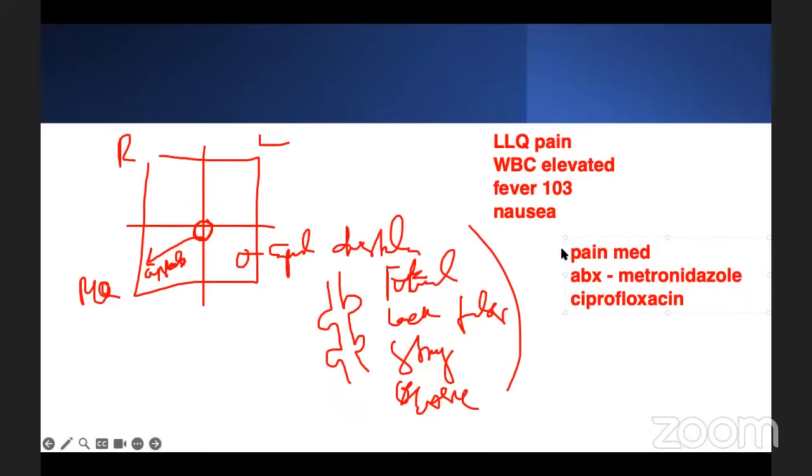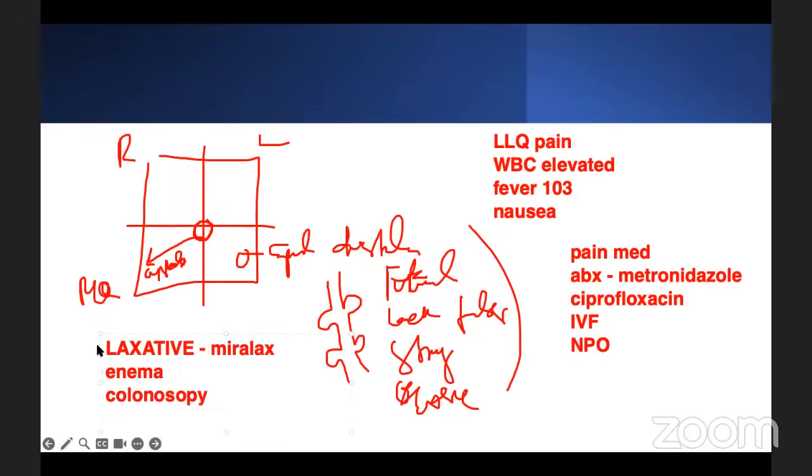And this is the trap, okay? Of course, they need an IV fluid, and they need to be NPO. These patients, they will trap you, okay? The traps are what? Give them laxative, which is like probably Miralax, negative. Give them enema, negative. Do colonoscopy, I call it negative.